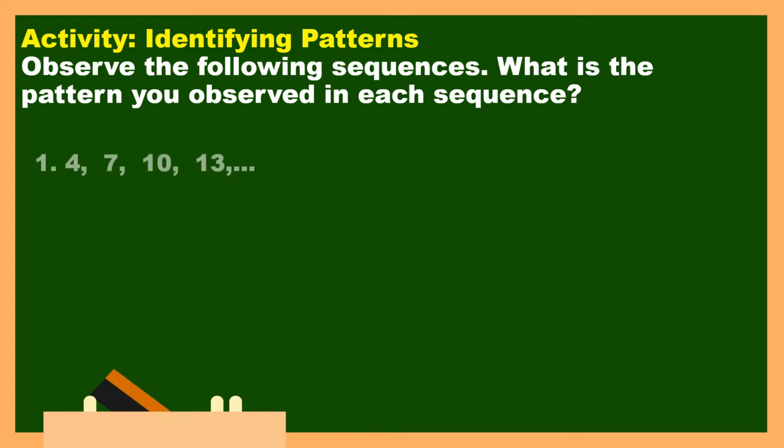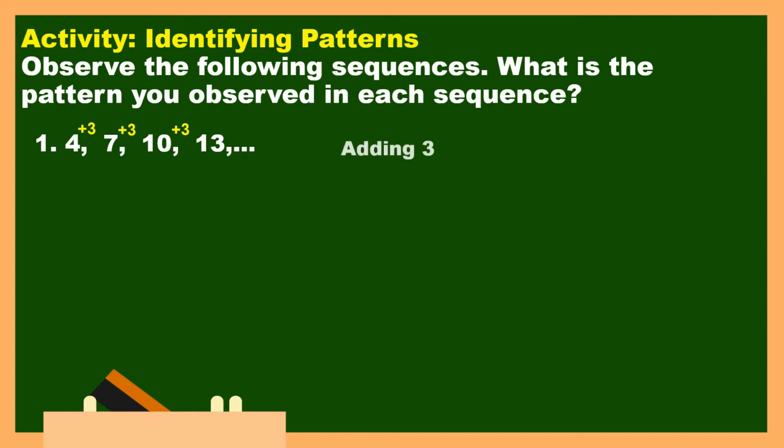Number 1 sequence, 4, 7, 10, 13, and so on. So what do you think is the pattern in the number 1 sequence? Kung napapansin nyo sa given sequence, ang term pagkatapos ng first term at yung mga sumusunod pa na term ay nakukuha by adding 3. 4 plus 3 is equal to 7. 7 plus 3 is equal to 10. 10 plus 3 equals 13. Kung kaya, ang pattern dito sa given sequence is adding 3.